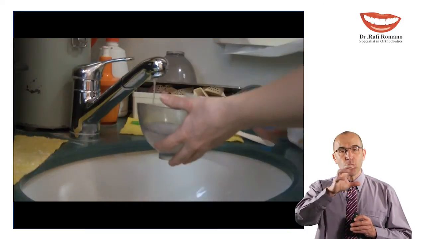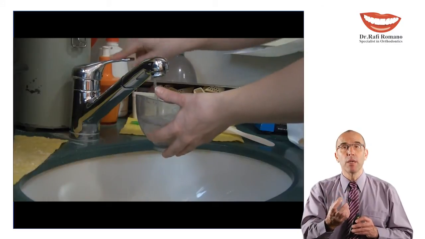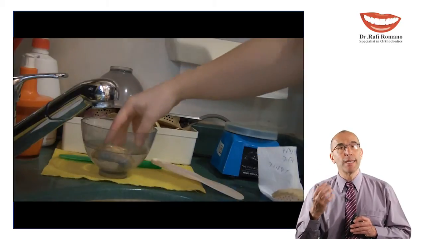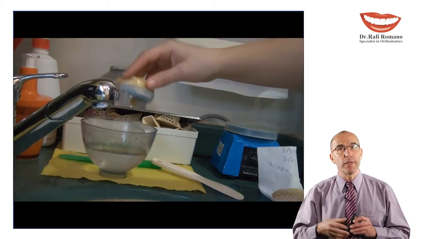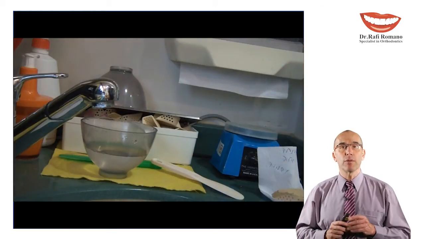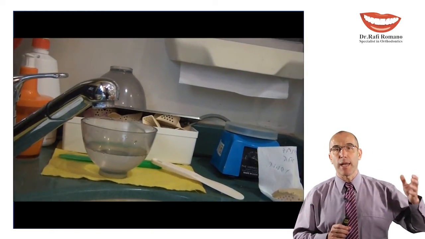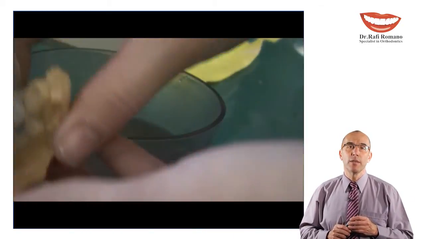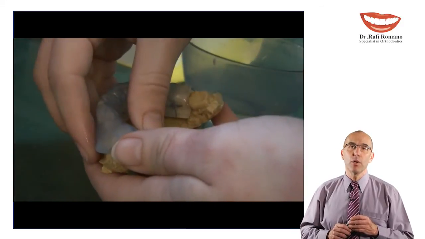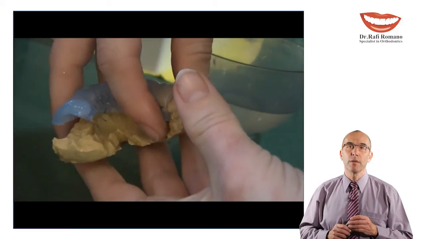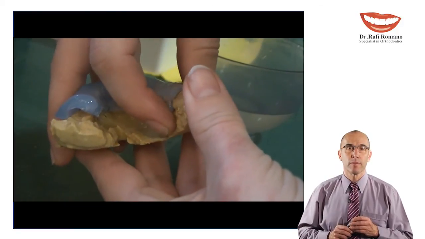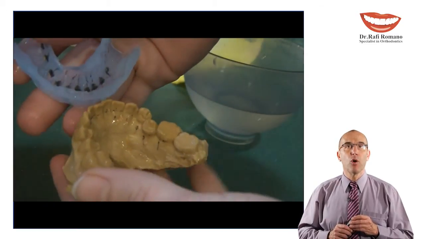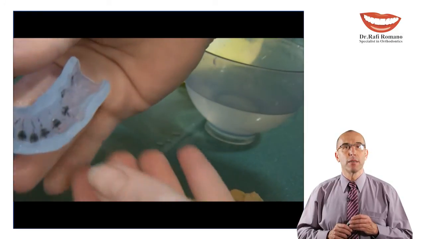Now we leave the tray with the plaster model for around 1 hour inside water. I usually leave it overnight. And here you can see we take the tray out of the water after 1 hour or 1 day. And then slowly you can see how easily it goes out of the model. And all the brackets are inside, ready for bonding.